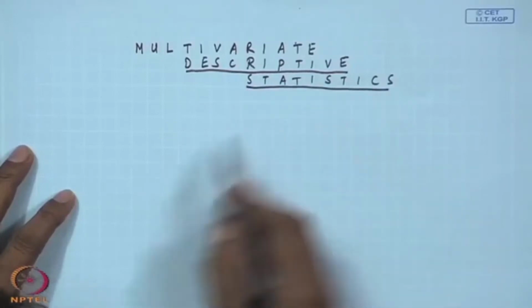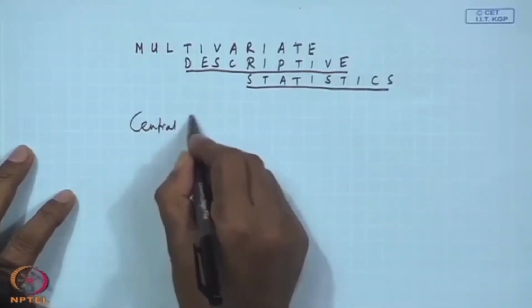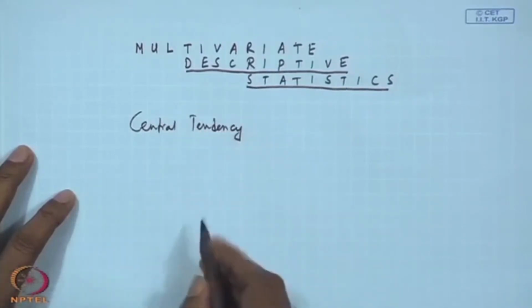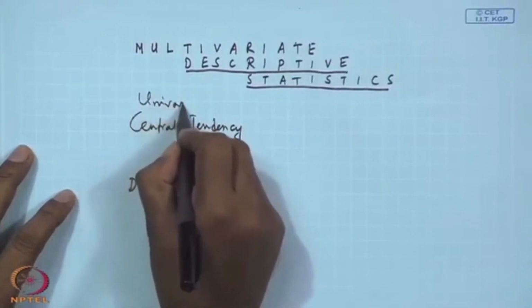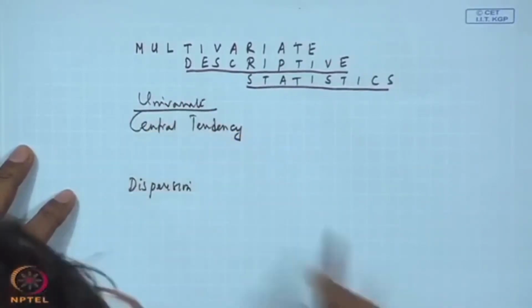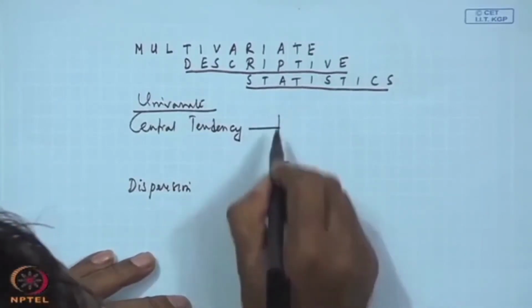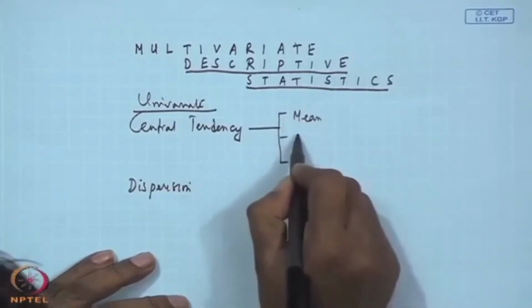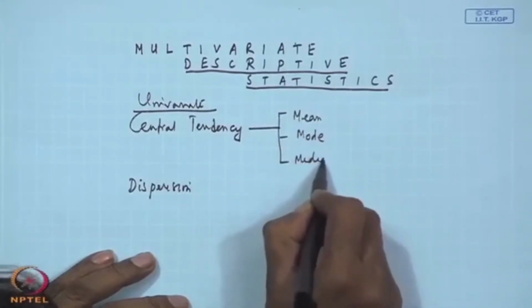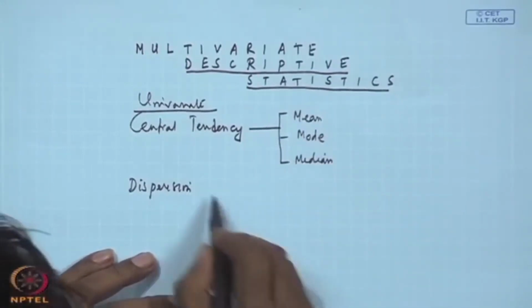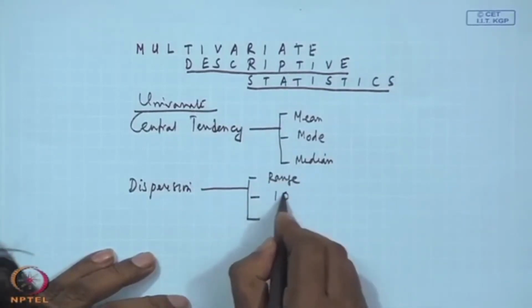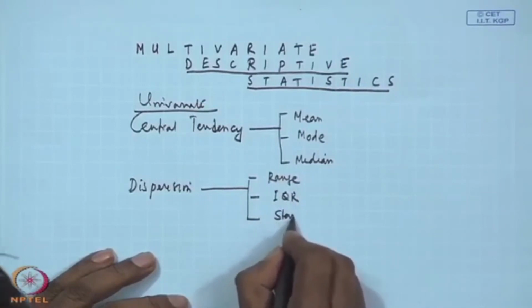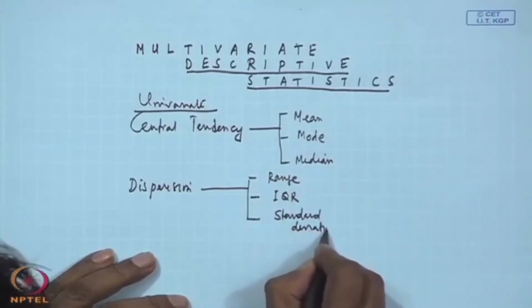In univariate descriptive statistics, you have seen central tendency measures as well as dispersion measures. Correct. The univariate case you have seen earlier in these lecture classes. Now central tendency you have measured in the univariate case using mean, then mode and median. These are the measures we have adopted. And under dispersion you have used range, then I think IQR, interquartile range, as well as standard deviation.